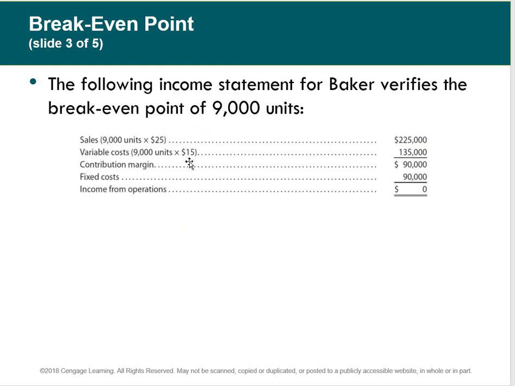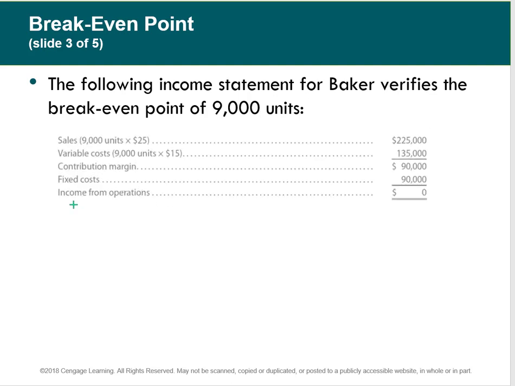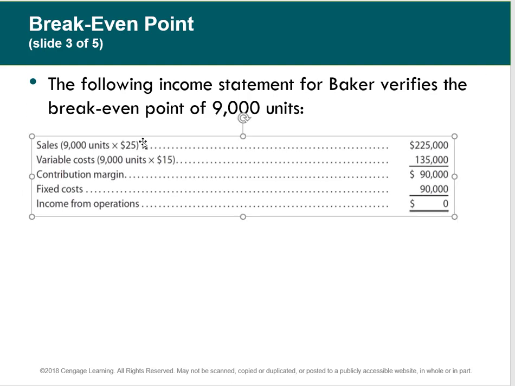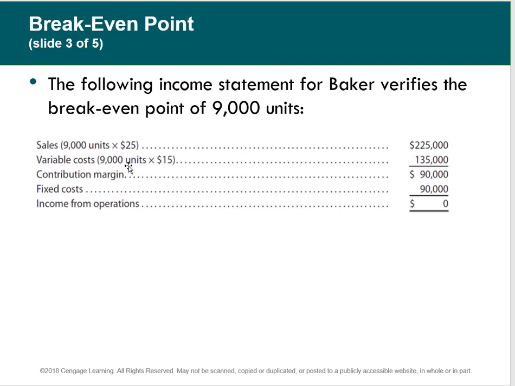Now here's the verification of it. Here's our unit sales, 9,000 times 25. Variable costs are 9,000 times 15. So the contribution margin is 90. And then fixed costs are also 90. So we just broke even and income is 0.